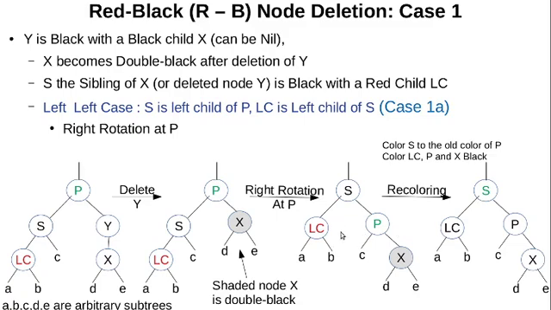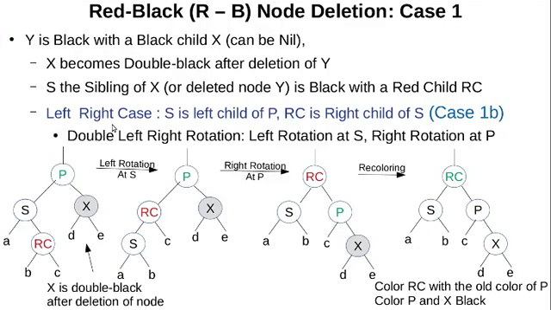As LC is taking the place of S after rotation, it is colored black. P is colored black to compensate for the reduced blackness after deletion of black node Y. Now X is not required to contribute double black, hence it is colored black. The resultant tree is shown on the right, and this satisfies all the red-black tree properties.